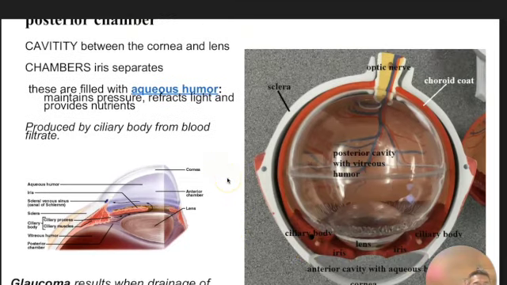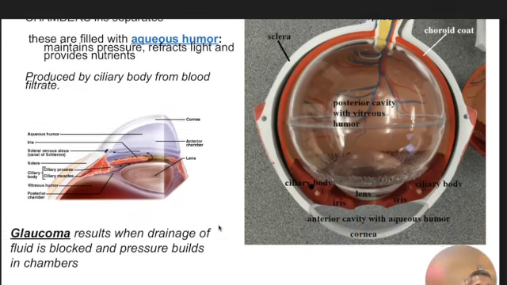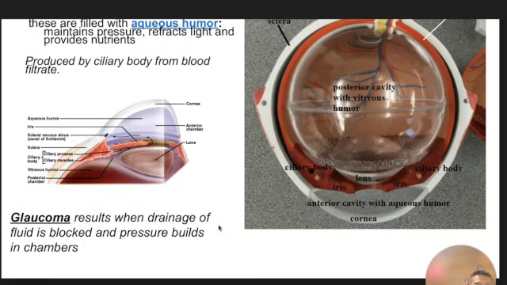I know it's not written here, but you've got to find it. Vitreous humor is in the back and aqueous humor is in the front. So glaucoma is a disease of the eye resulting when drainage of the fluid is blocked and there's pressure buildup in these chambers. Again, the front is aqueous humor and the back is vitreous humor.